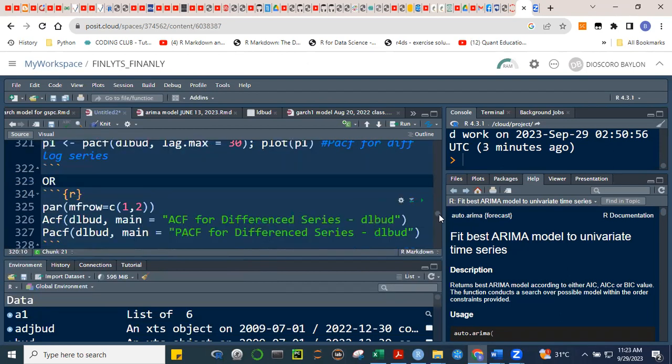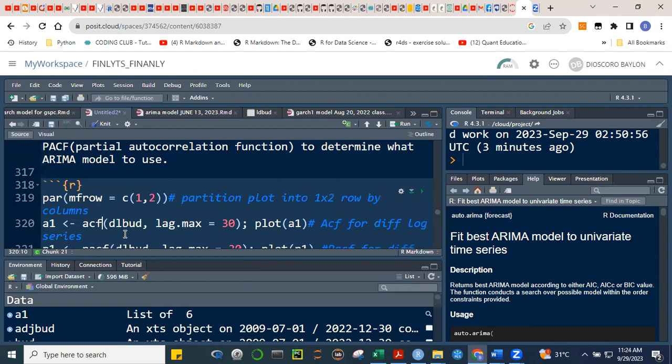Okay, quick question, class. What's DLBUD? How did we define this? The DLBUD. Yes, Adi? Difference and log of bud po, sir. Correct. Thank you, Adi. That's correct. So this is the difference log of the time series bud.